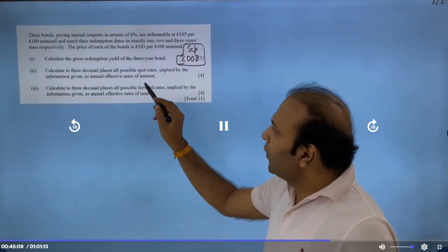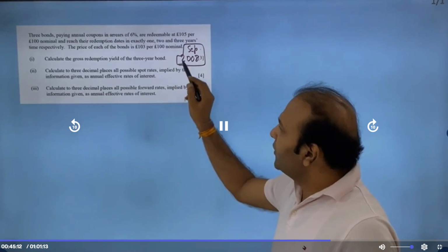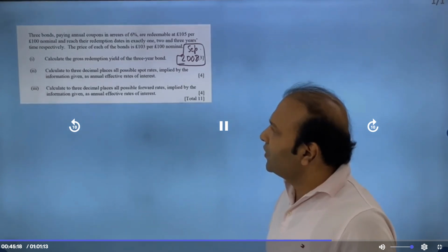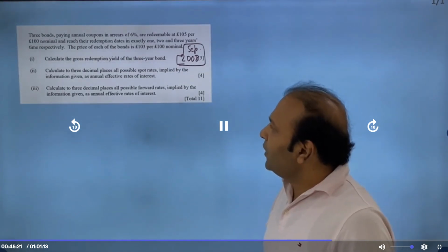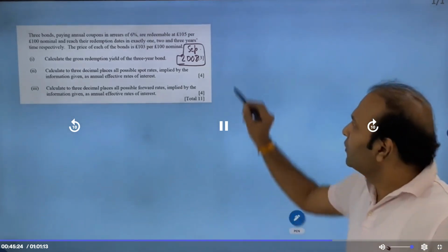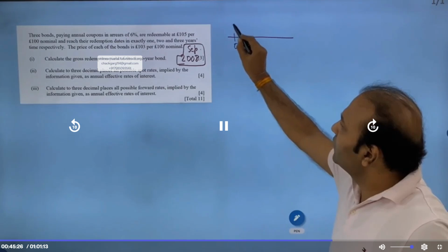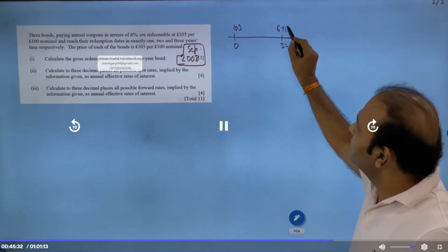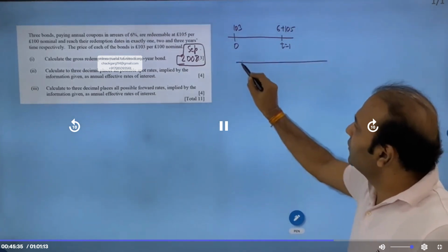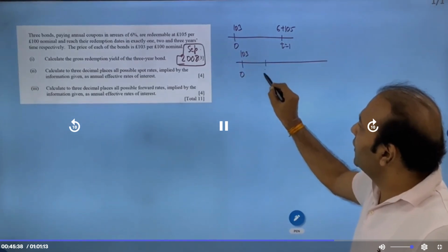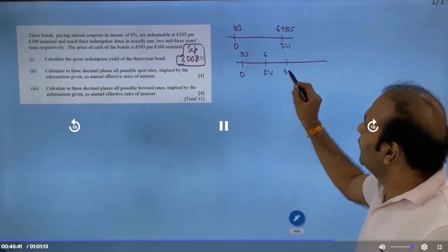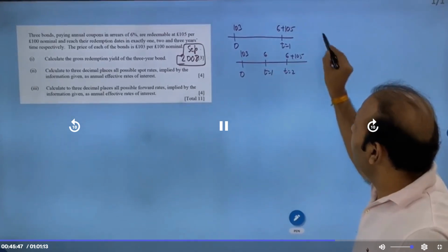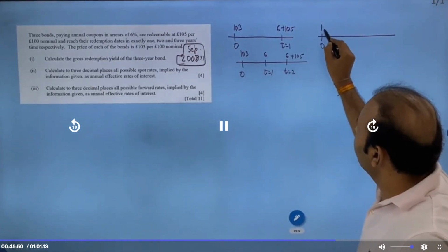Question says three bonds paying annual coupon in arrear of 6% per annum, redeemable at 105 per 100 nominal, and reach their redemption date in exactly 1, 2 and 3 years' time respectively. The price of each of the bonds is 103. So class, there are 3 bonds. The 1 year bond has price 103, redemption at time 1 is 6 plus 105. There is another bond whose price is 103, again time 1 is 6, time 2 is 6 plus 105, and there is a third bond, the 3-year bond.